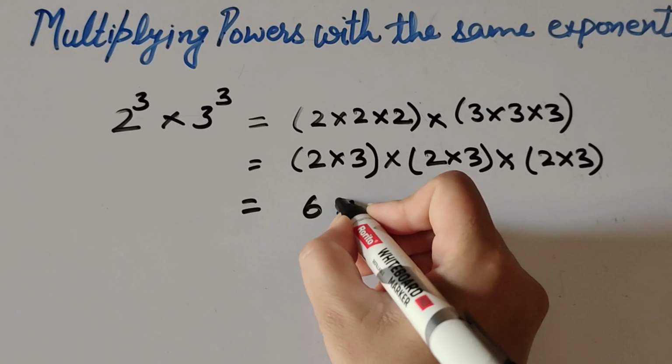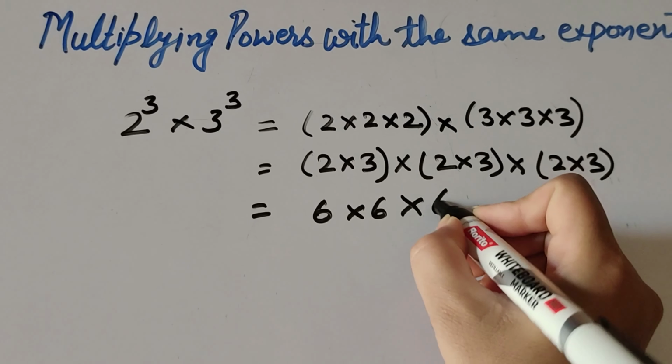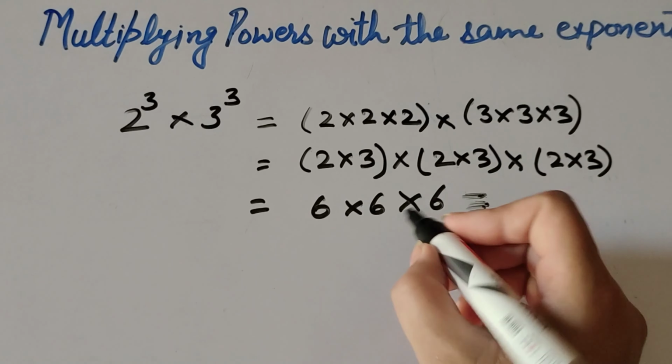2 multiply 3 equals 6. 2 multiply 3 equals 6. 2 multiply 3 equals 6. So we write it as 6 raised to power 3.